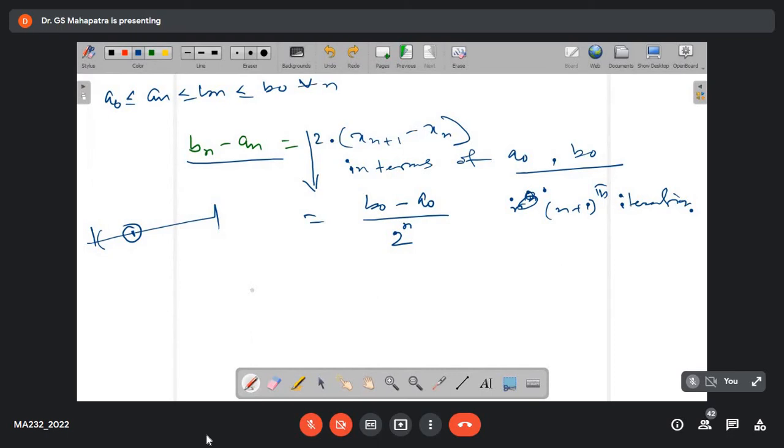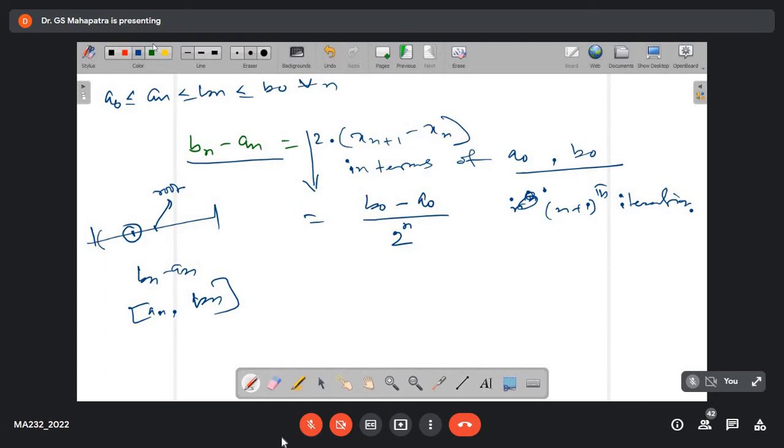So our target is to reduce the interval, and ultimately the upper limit and lower limit of the interval will be the same. Then only that is the root. Yes or no? So what is that target? Bn minus An, where An and Bn are the final interval. If these two coincide, that is the answer, that is the root. Yes, sir. How is it possible from this relation?